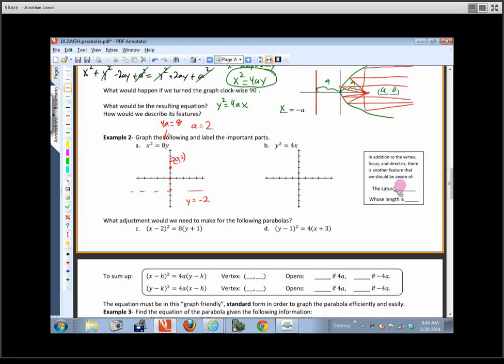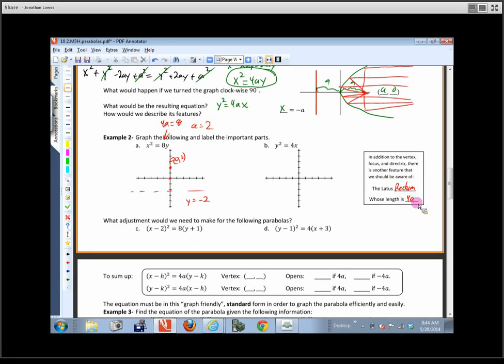And then we're going to introduce an interesting word. This is called the latus rectum. Now, this is always fun to say. I mean, everybody enjoys saying the word rectum. These are actually Latin words, if you'd like to go look up what they mean. But it's called a latus rectum, and its length is 4a.